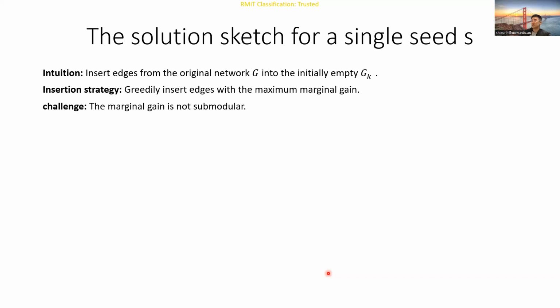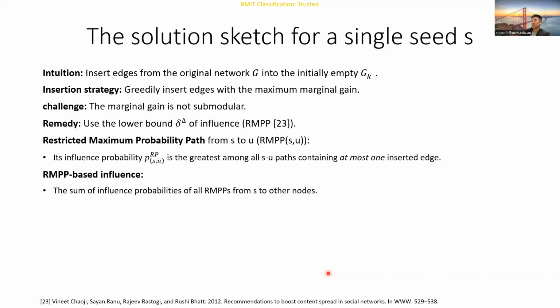However, we find that the marginal gain is not submodular. So to improve the theoretical performance, we resort to a new model called the RMPP model, which estimates the lower bound of the influence and preserves submodularity. In this model, we define a path called a restricted maximum probability path, which has the highest influence probability among all paths containing at most one inserted edge. The influence will be the influence probability of all paths from the source node to all other nodes.